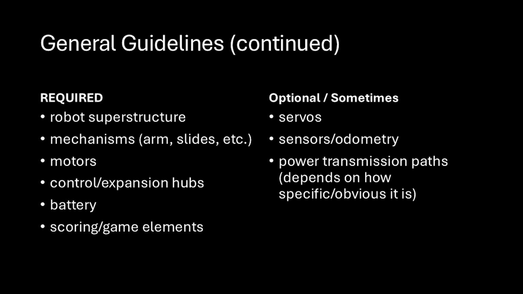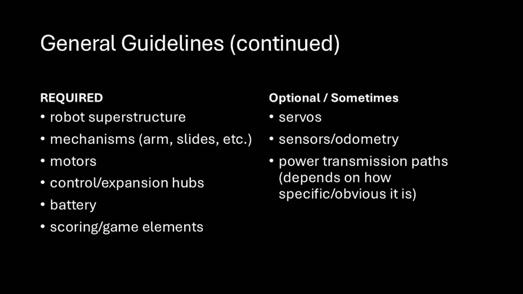So, number one, your robot superstructure. This is whatever parts you have in your robot that connect your mechanisms together and define the overall size of your robot. And you also obviously want your mechanisms in the layout sketch. So this would be large things like arms, slides, your drivetrain, that kind of stuff. And next, you also want your motors in your layout sketch, because motors are actually pretty big relative to the size of FTC robots, so you definitely want that in there so that you are accounting for the space that they take up. Next, control and expansion hubs.